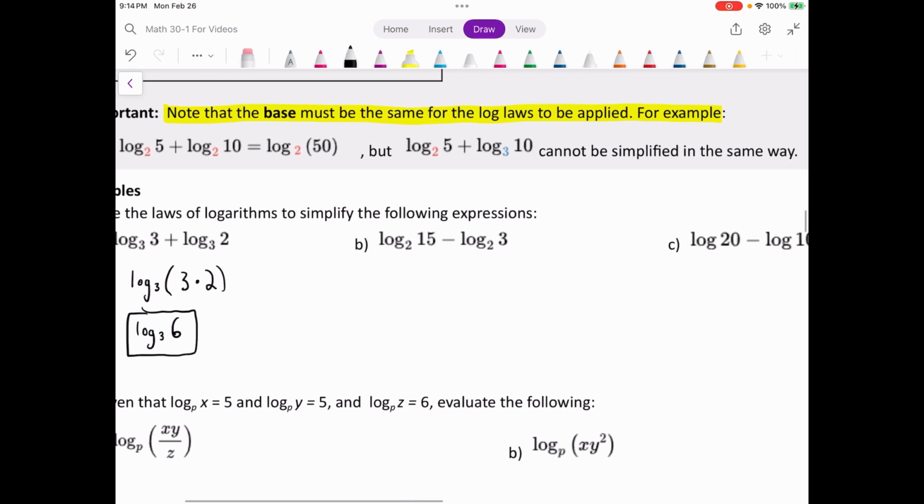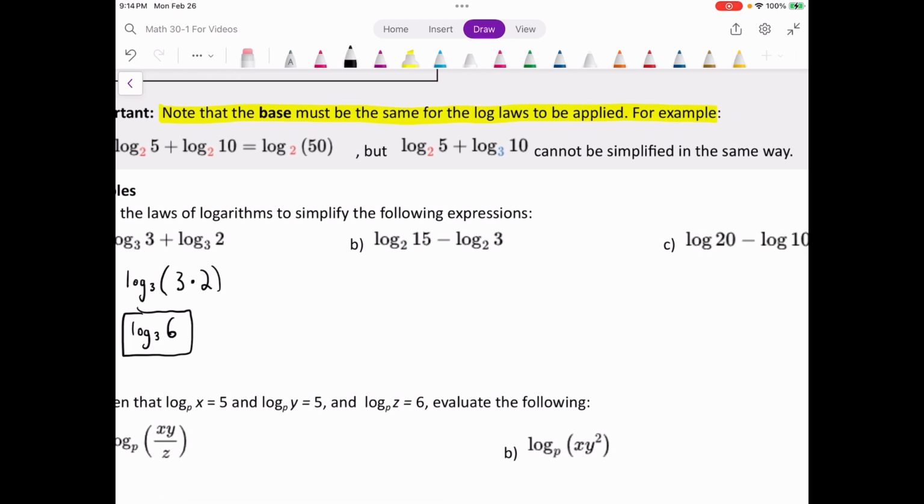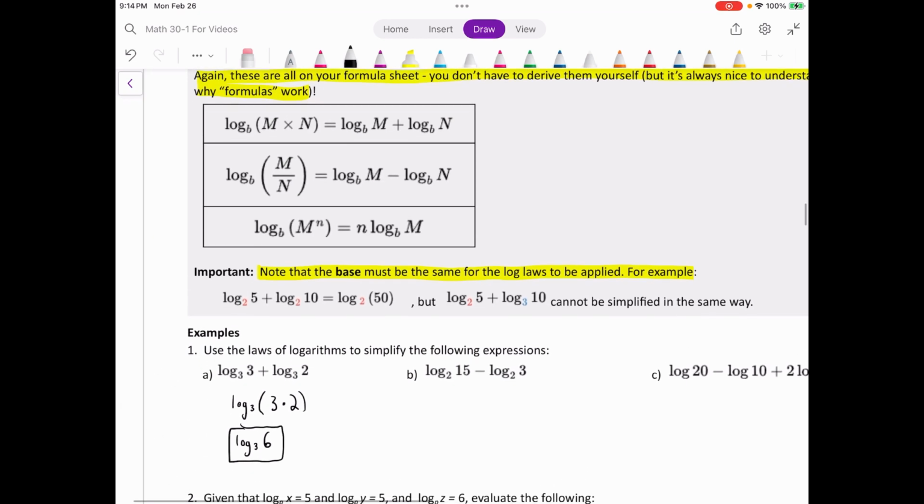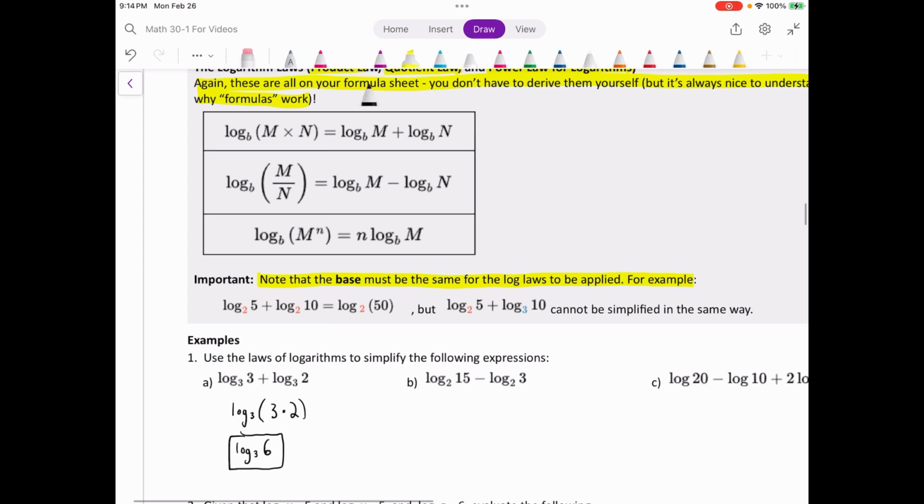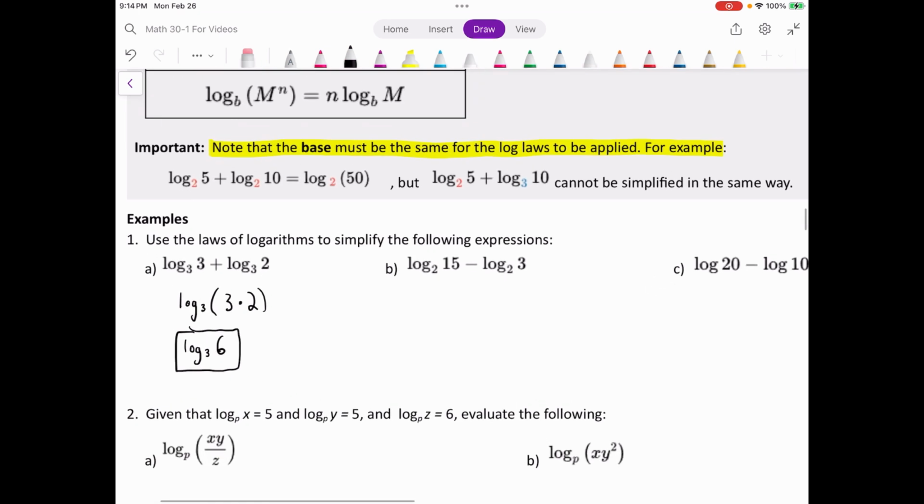All right. This one. Log base 2 of 15 minus log base 2 of 3. So we have 2 separate logs being subtracted. Our quotient law tells us, if we're doing that, we can rewrite it as log base b of those arguments being divided in 1 logarithm. So this is the same as log base 2 of 15 over 3.